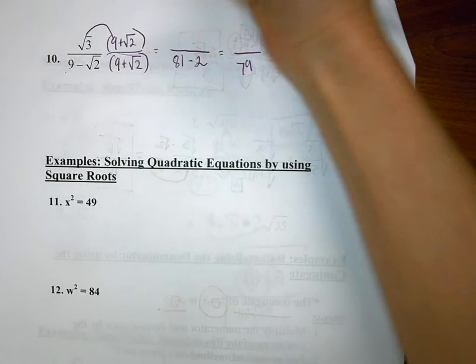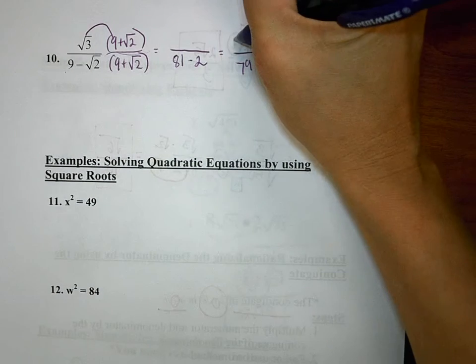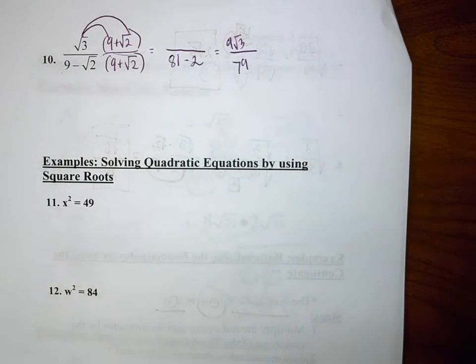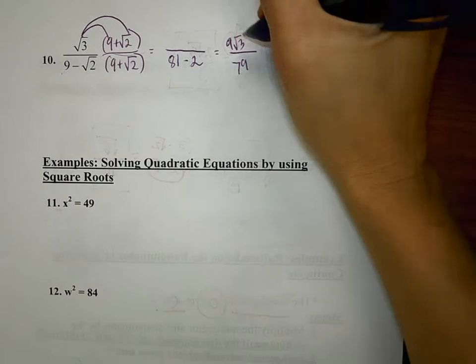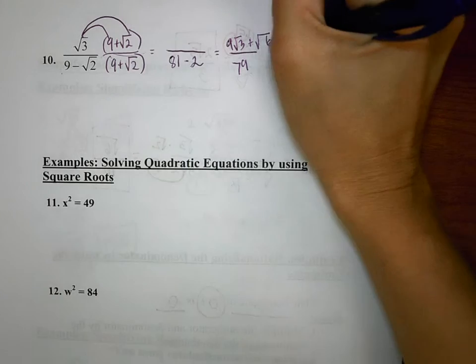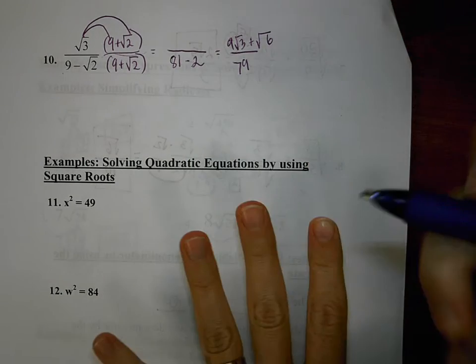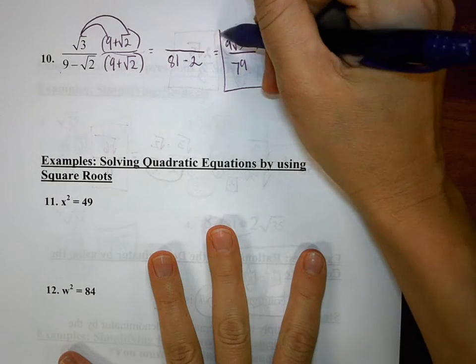Okay, and on the top, we're going to distribute. Root 3 times 9 makes 9 root 3. And root 3 times root 2 makes positive root 6. And can I reduce anything or pull anything out? No. Good. So that is my answer.